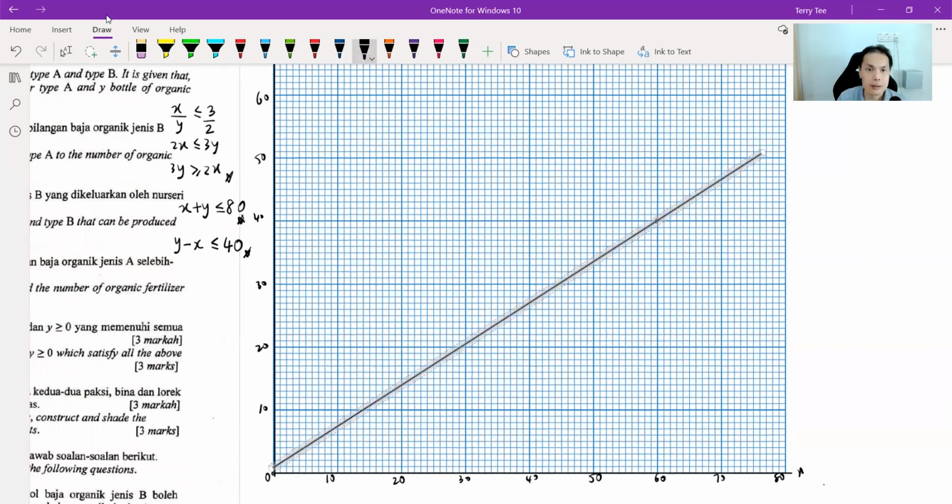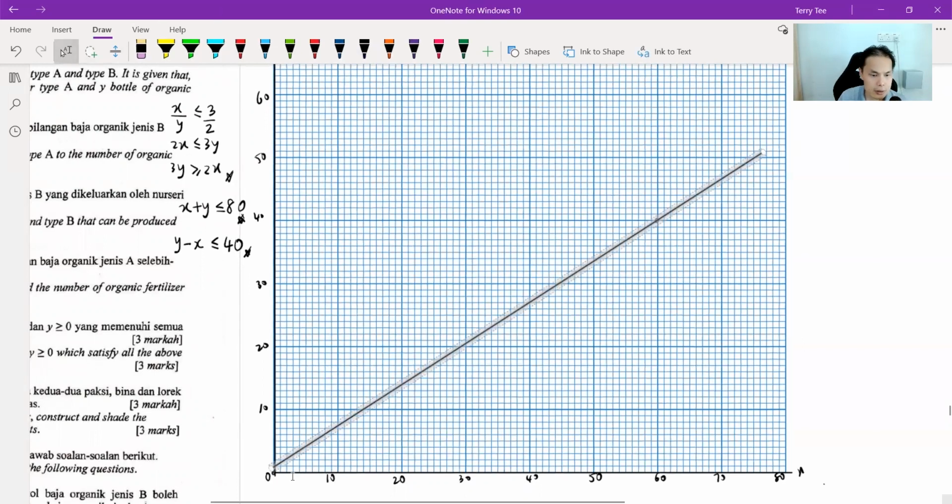Let me adjust the line. I need to adjust it here. There you go. A little bit more. Yep, that's correct. So this is 3y equals 2x.